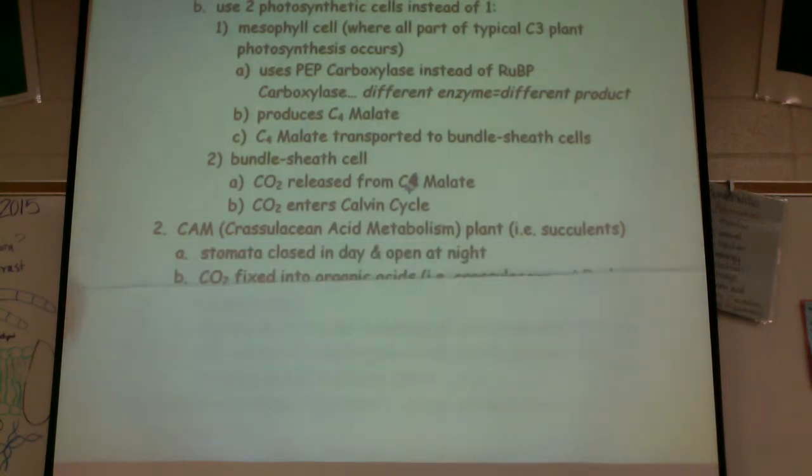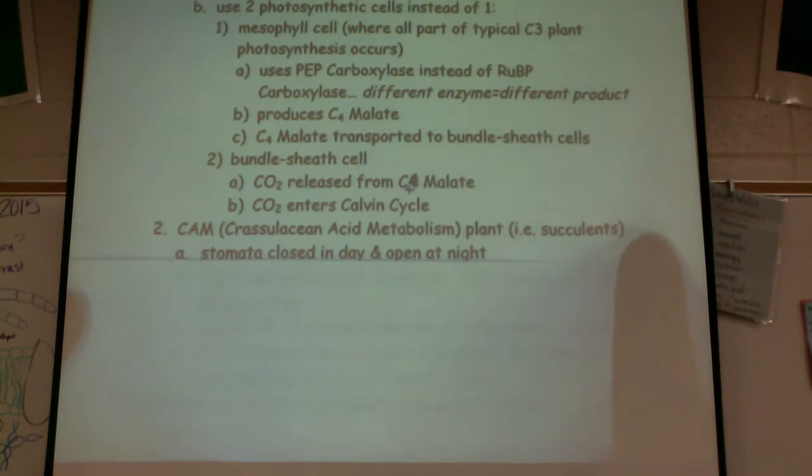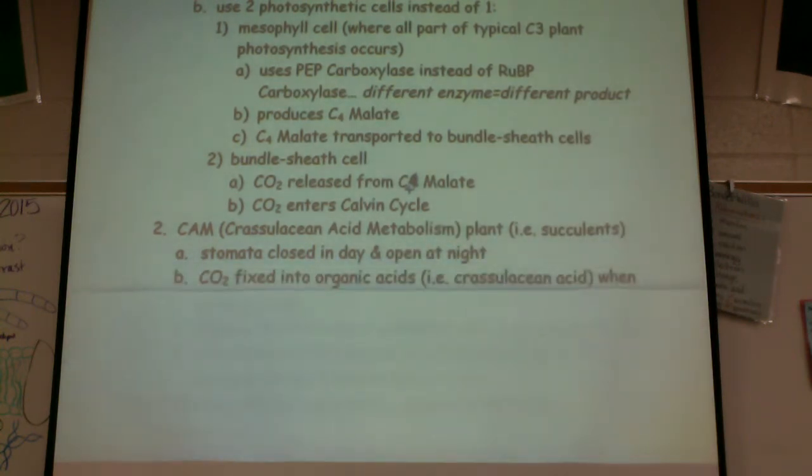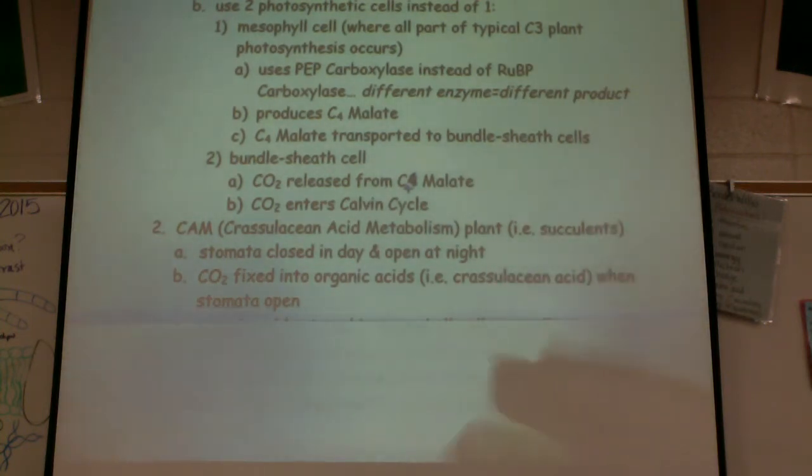The other option is to be a CAM plant, crassulacean acid, I'm probably butchering that, and things like succulents. In other words, things like cacti. There again, the stomata need to be closed all day and open at night, right? So CO2 is fixed into organic acids, specifically this one, right? That's an example of one, when those stomata are open at night. So weirdly enough, these guys kind of store CO2 for later, right?